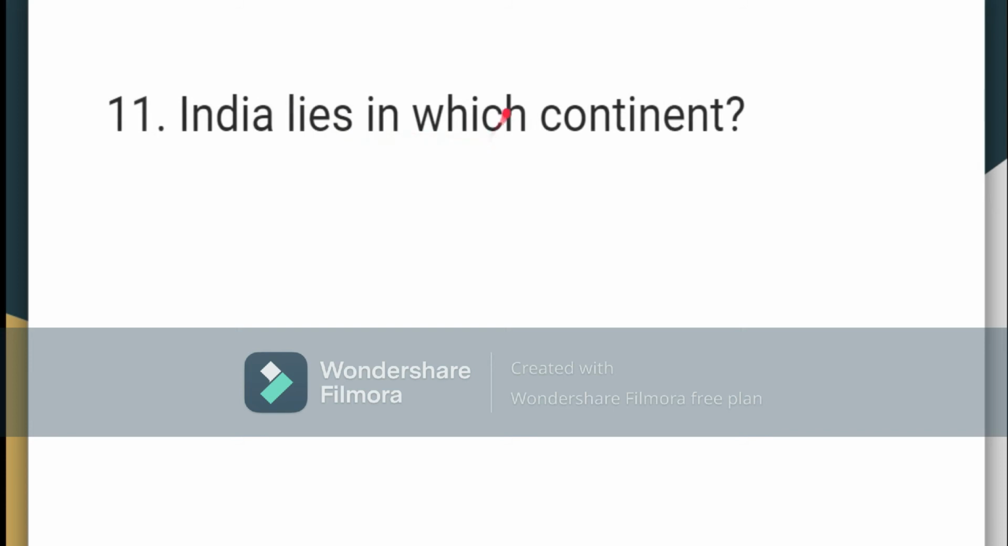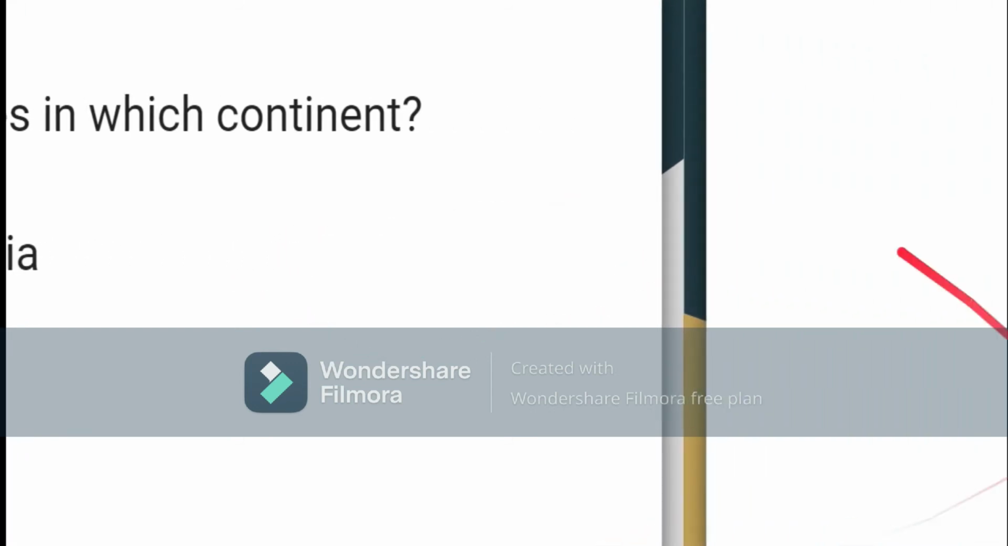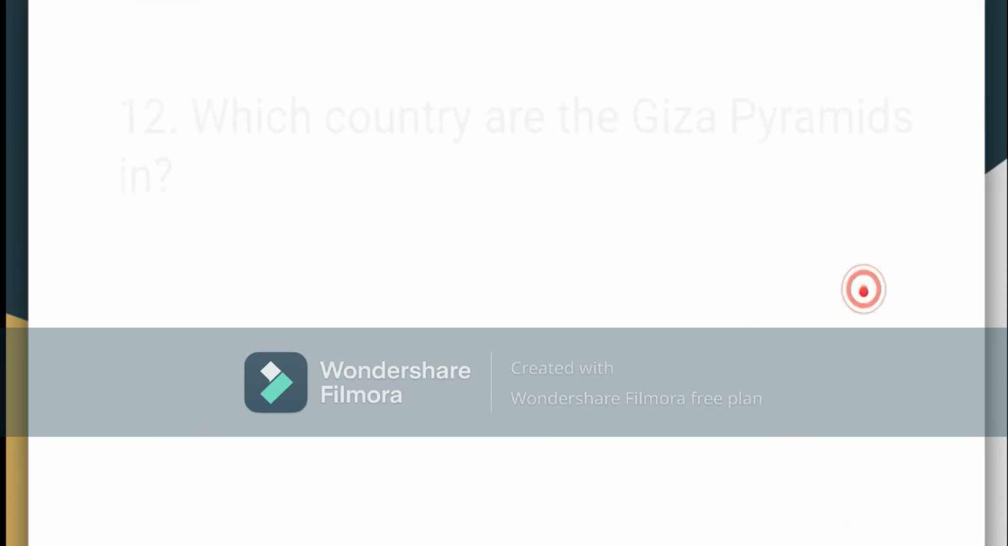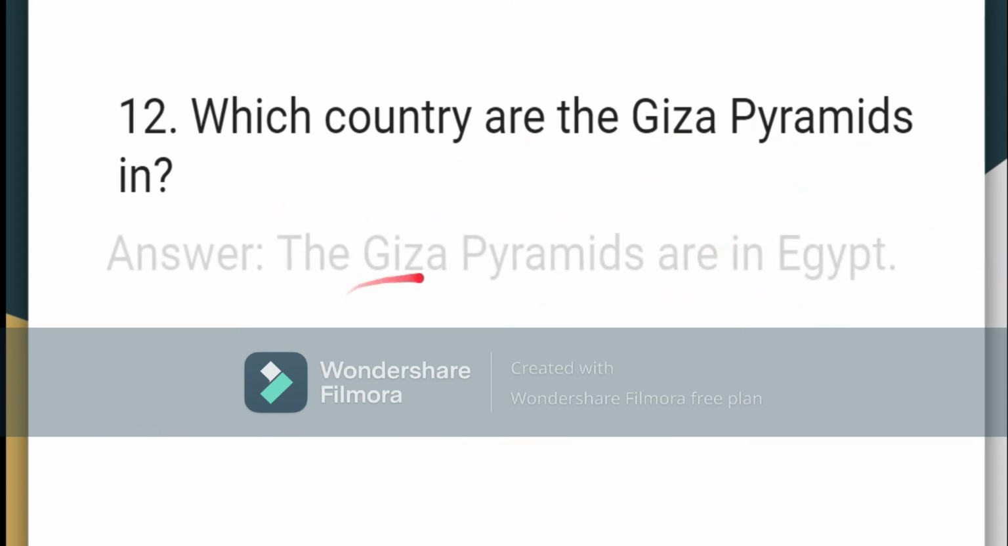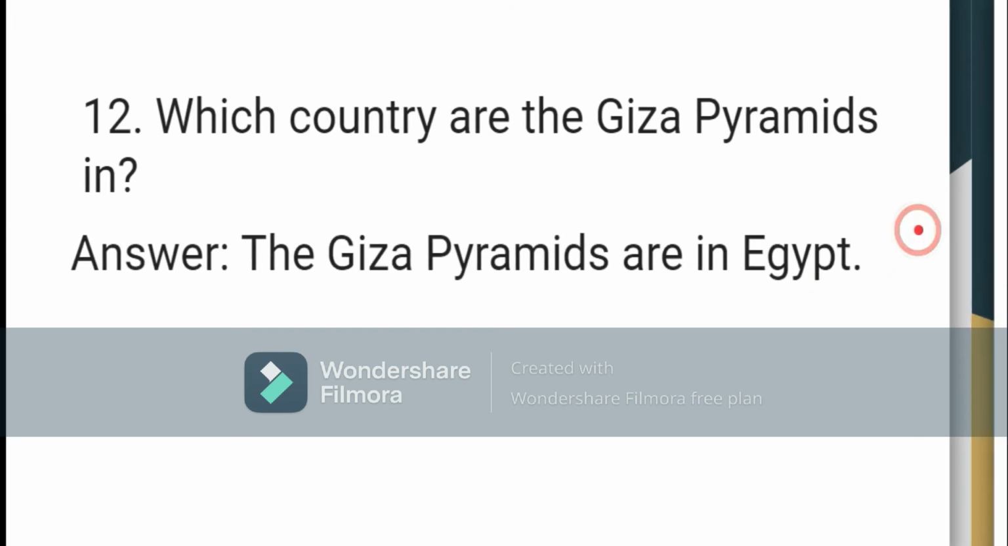Number 11. India lies in which continent? And the answer is Asia. Number 12. Which country are the Giza Pyramid in? Answer, the Giza Pyramid are in Egypt.